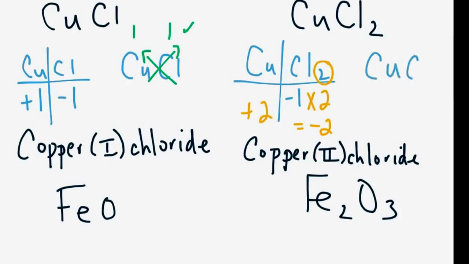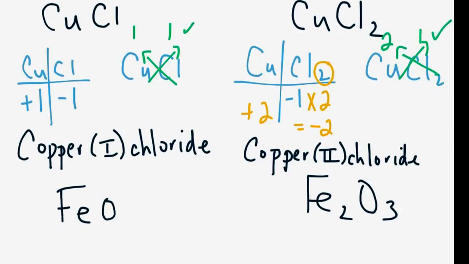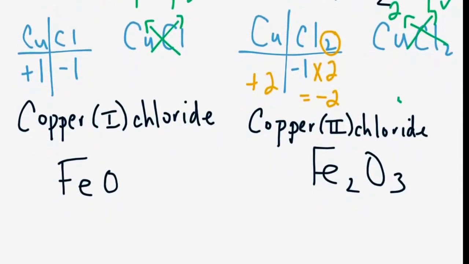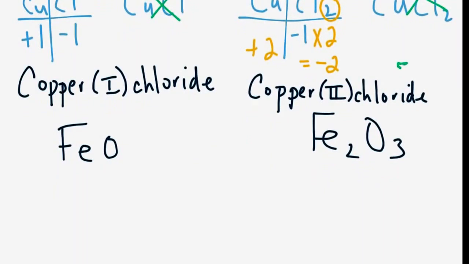If we were doing the reverse crisscross, the 2 would come up, the 1 would come up. Chlorine is -1, so this is correct. So it also indicates that it's copper(2) chloride. So again, you pick which method works for you. FeO.